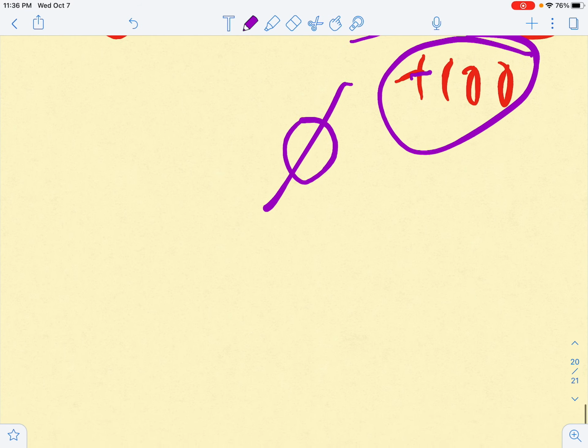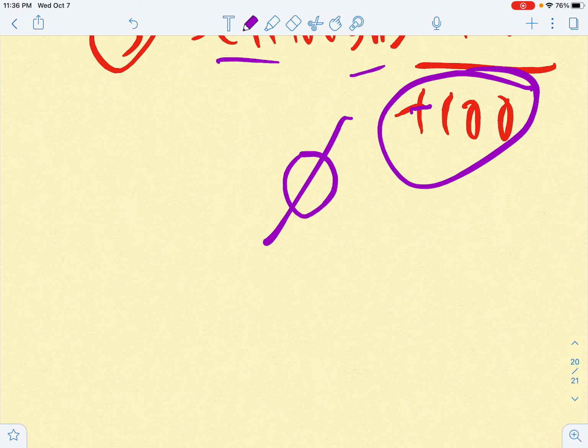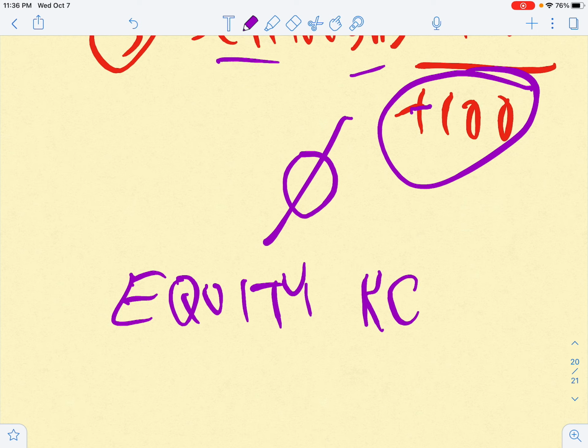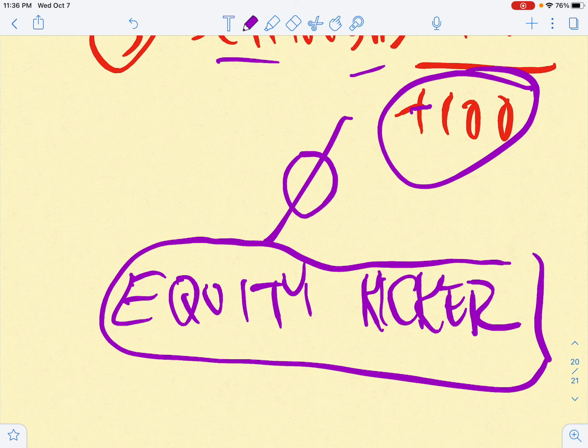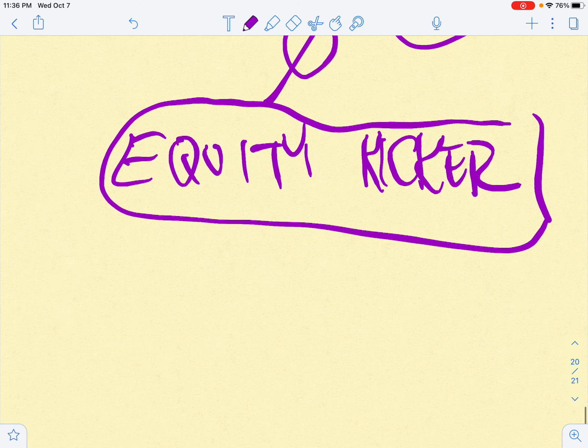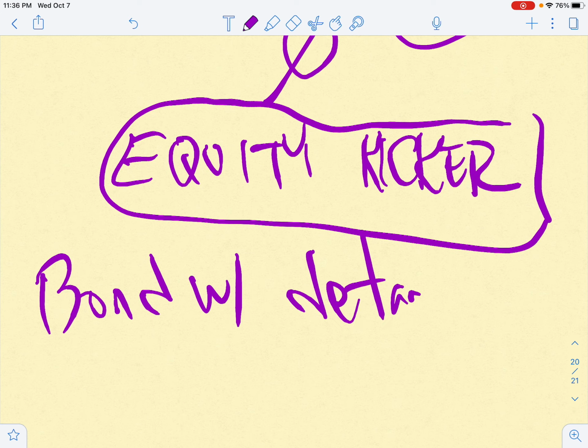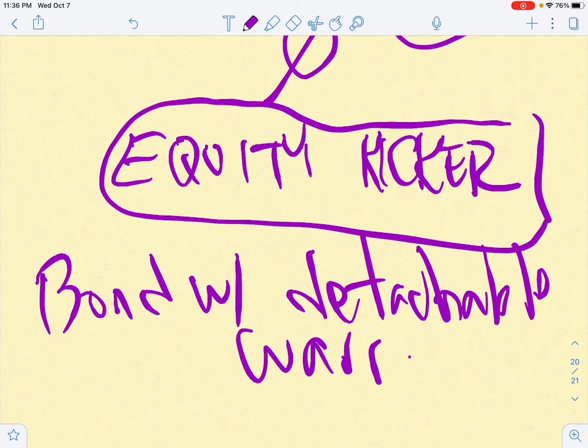All right. You should know that convertible bonds are said to be bonds that possess an equity kicker. Just a little something extra in the bond that gives you, as a bond holder, the potential for share price appreciation. And so they call it an equity kicker. Well, let's look at a second type of equity kicker. And this will be a bond with detachable warrants. Now, what's a warrant?